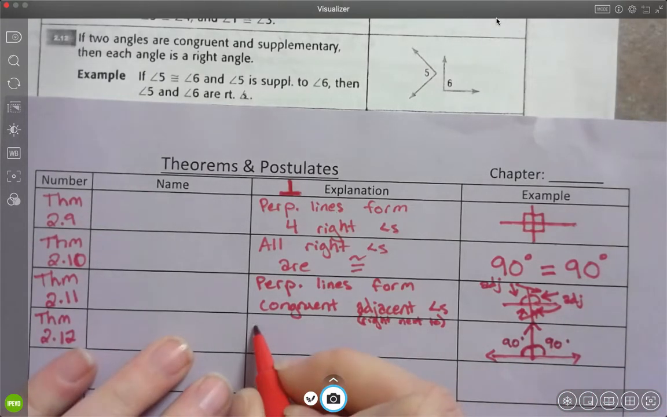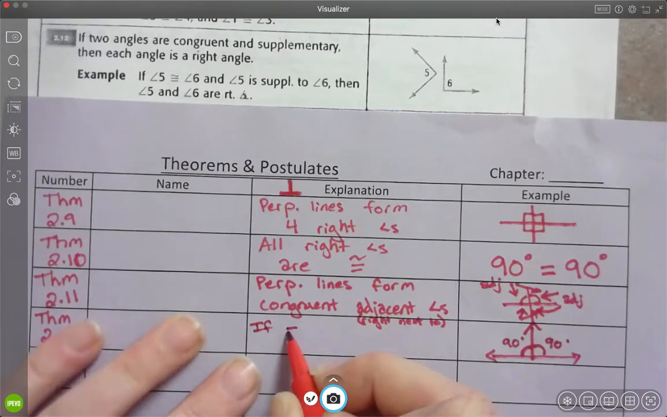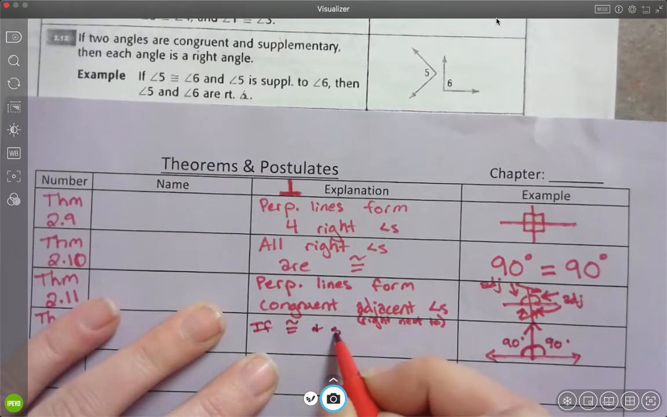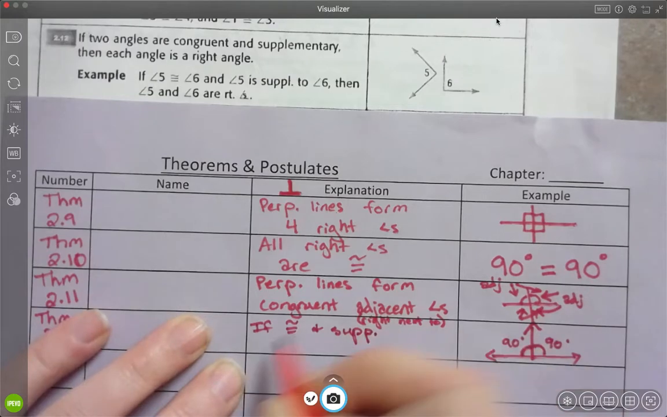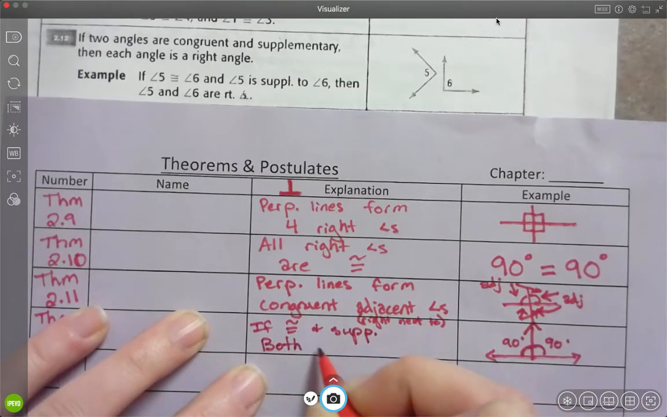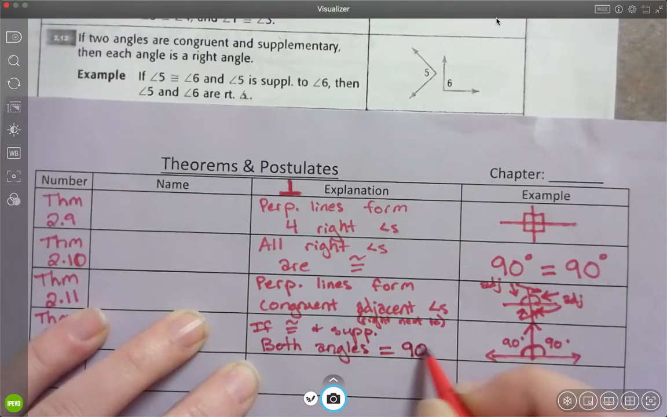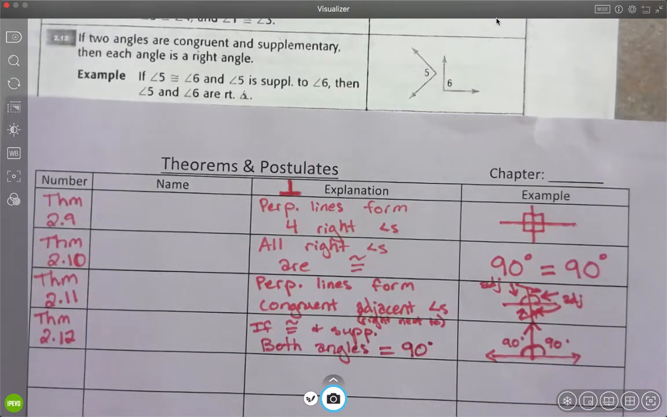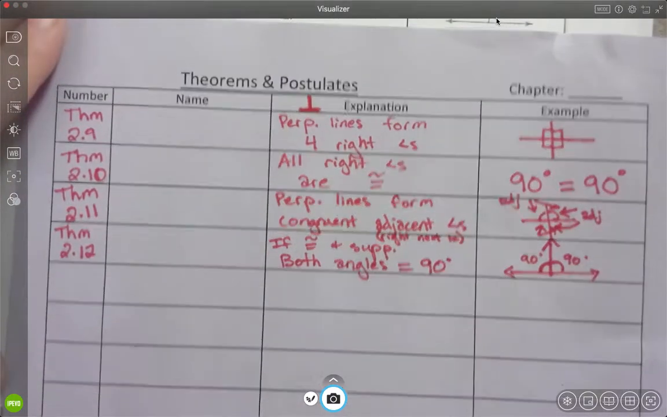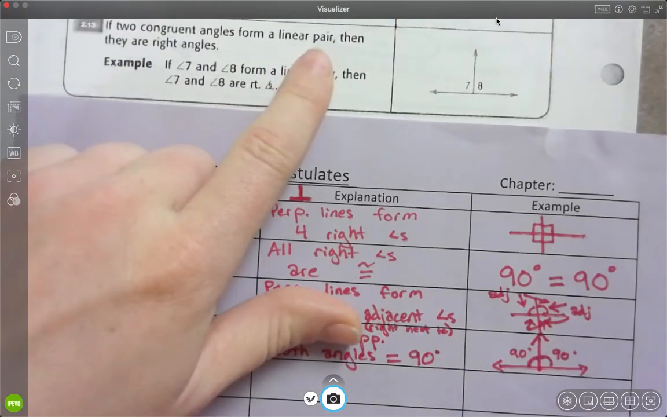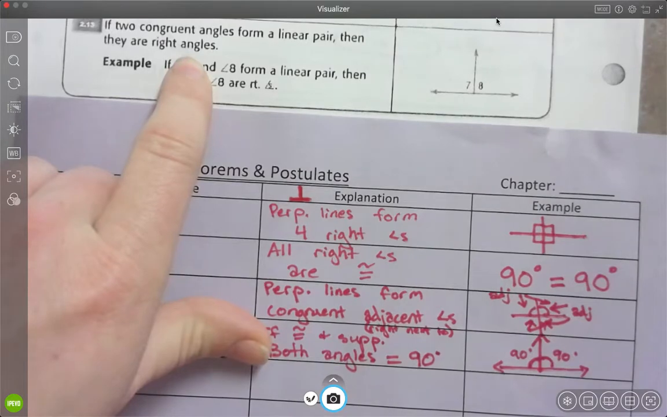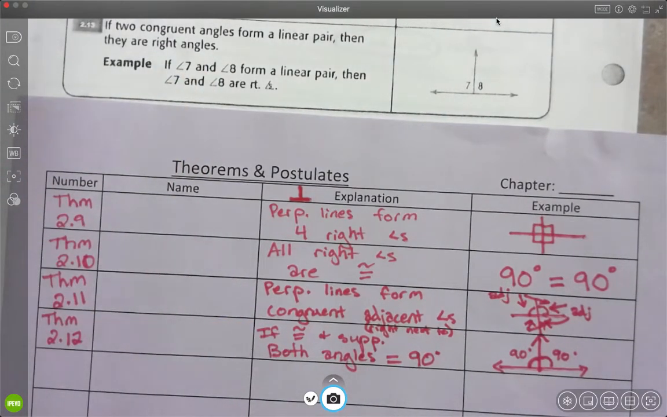So if congruent and supplementary, both angles equal 90 degrees, or both angles are right angles. If they're both the same measure, but they have to add up to be 180, there's no other choice that they are both 90 degrees, okay? And the last one, if two congruent angles form a linear pair, then they are right angles. So that's kind of saying the same thing.